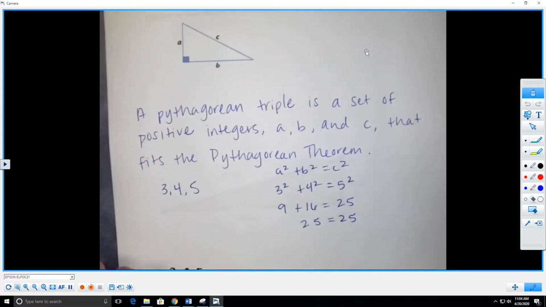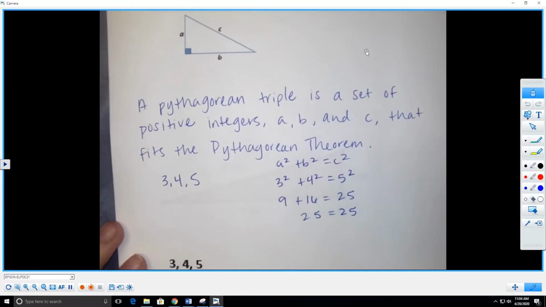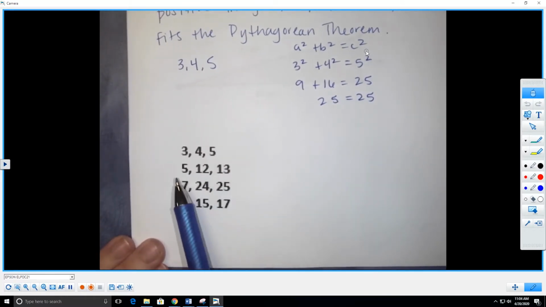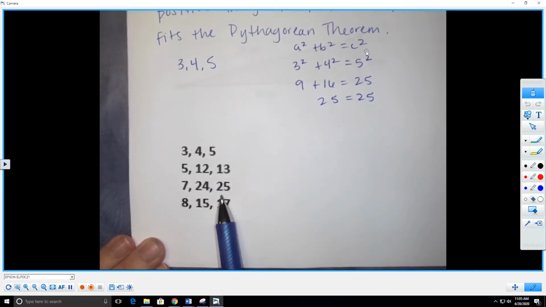There are many other Pythagorean triples. We can discover some as we work through the Pythagorean theorem, but for today, let's just write them down together on our list. Remember, the set 3, 4, and 5 was a Pythagorean triple. So we have 3, 4, 5; 5, 12, 13; 7, 24, 25; and 8, 15, 17.